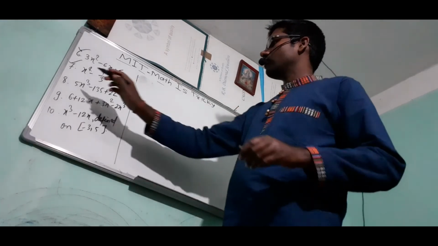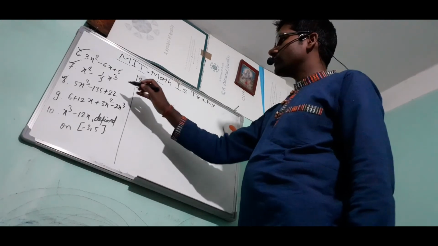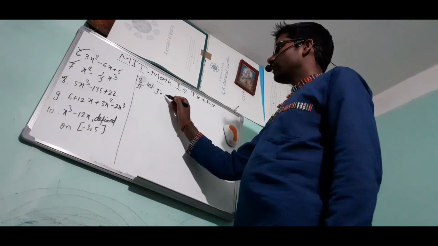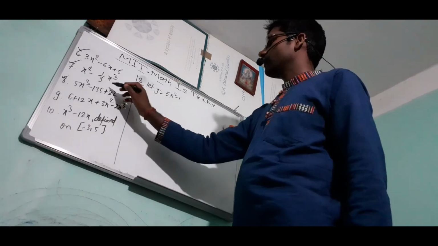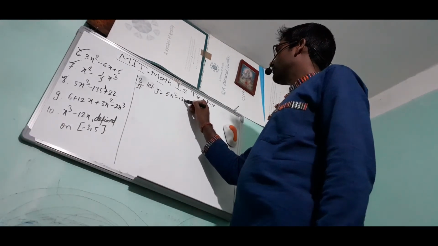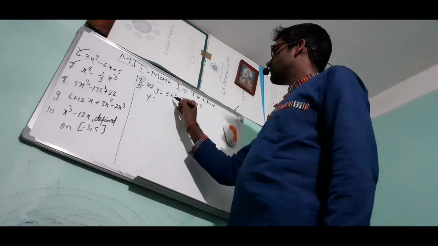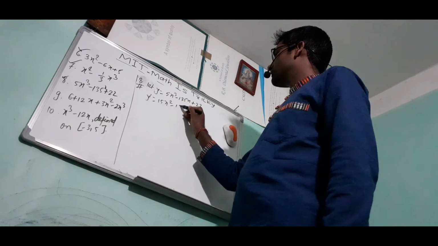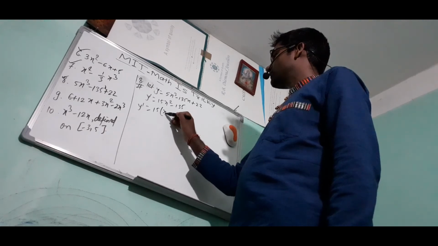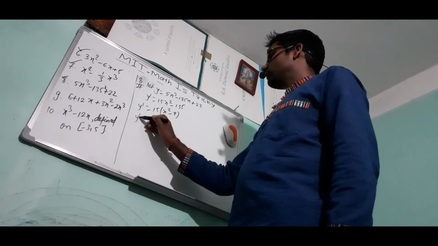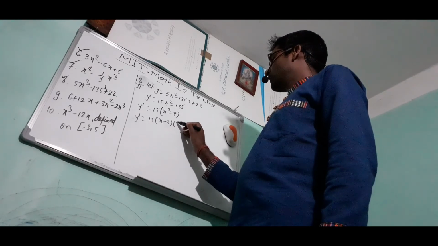Question number 8, again we are going to find the interval in which it is increasing or decreasing. Consider the function as 5x cube minus 135x plus 22. If you find y dash, it will be 15x square minus 135. So y dash will be, take 15 common, x square minus 9. So we can write y dash equals 15 times, let's factorize this, x minus 3 and x plus 3.